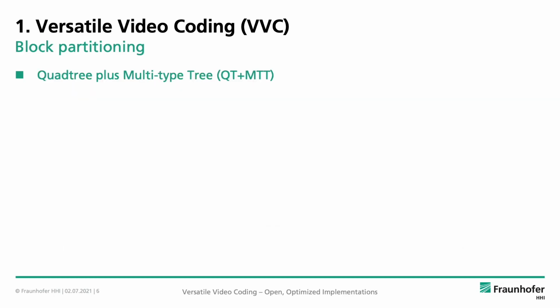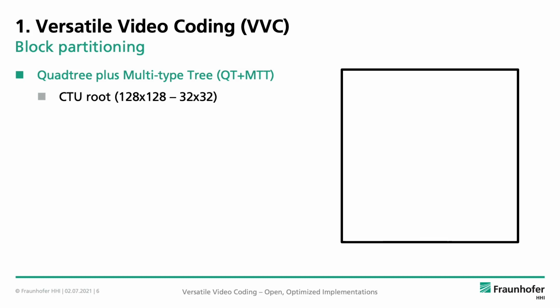So for the coding tools, I would like to focus on one particular tool, which is the block partitioning in VVC. This is achieved by a quad tree plus multi-type tree, so QT plus MTT. It starts with a CTU, the coding tree unit, as a root for the tree. It can have 128 times 128 luma samples, but can also be configured to be only 32 by 32, which can be used for speeding up the encoder algorithm, as we will learn later.